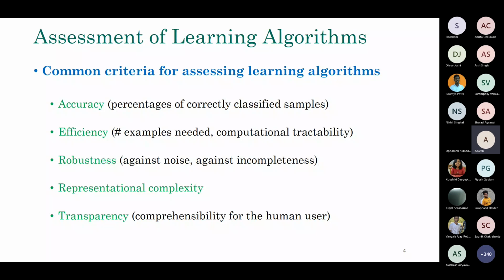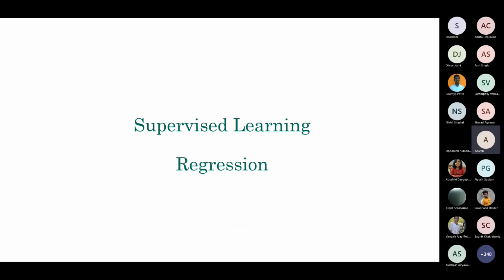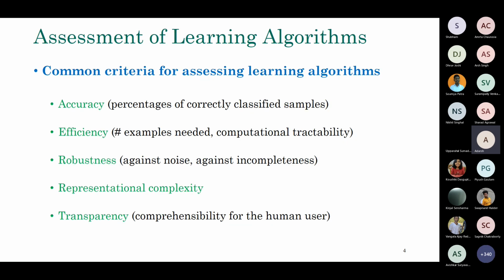So transparency essentially asks whether I can decode what the model is actually doing. I know why the model is doing what it does in a particular situation, so that I understand when it fails, why it fails. So these are some of the factors in the assessment of learning algorithms that you have to consider.